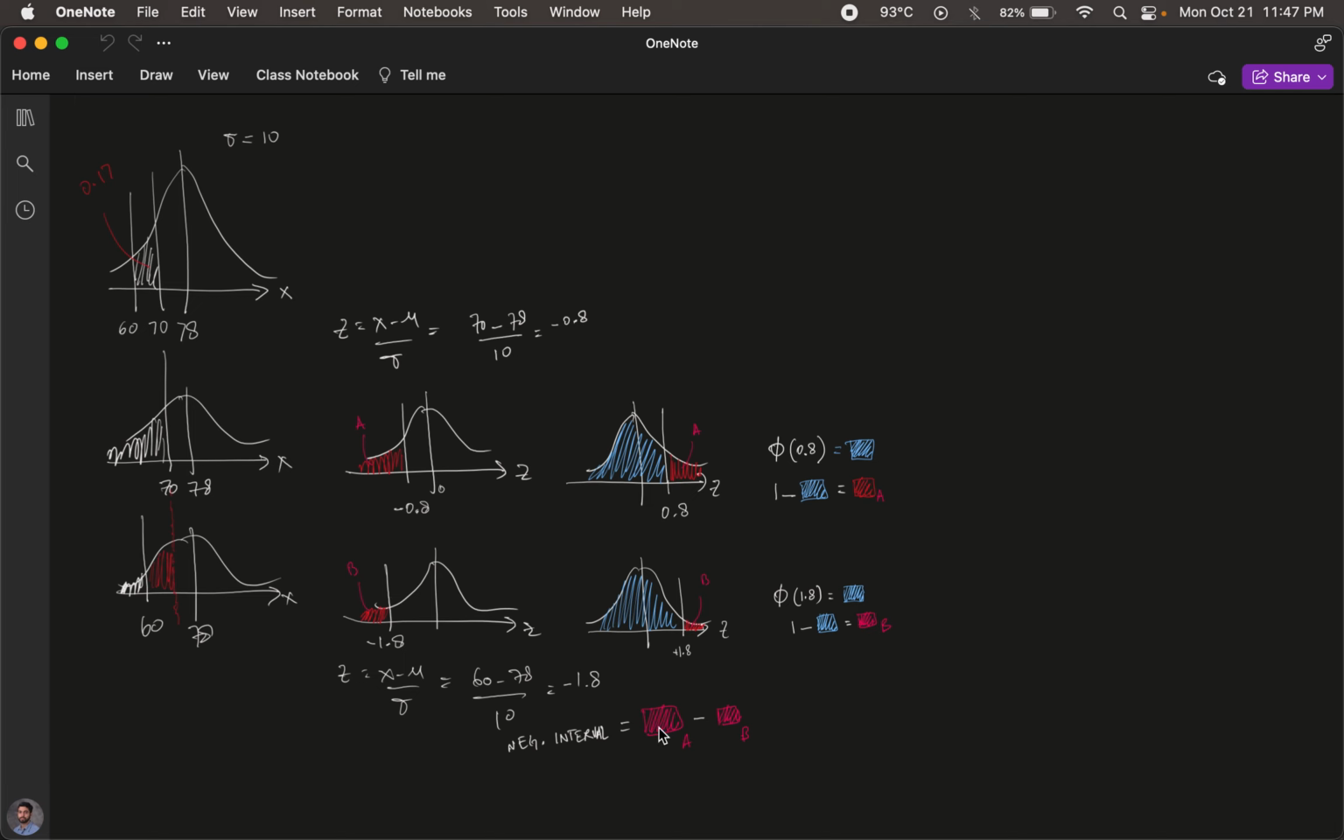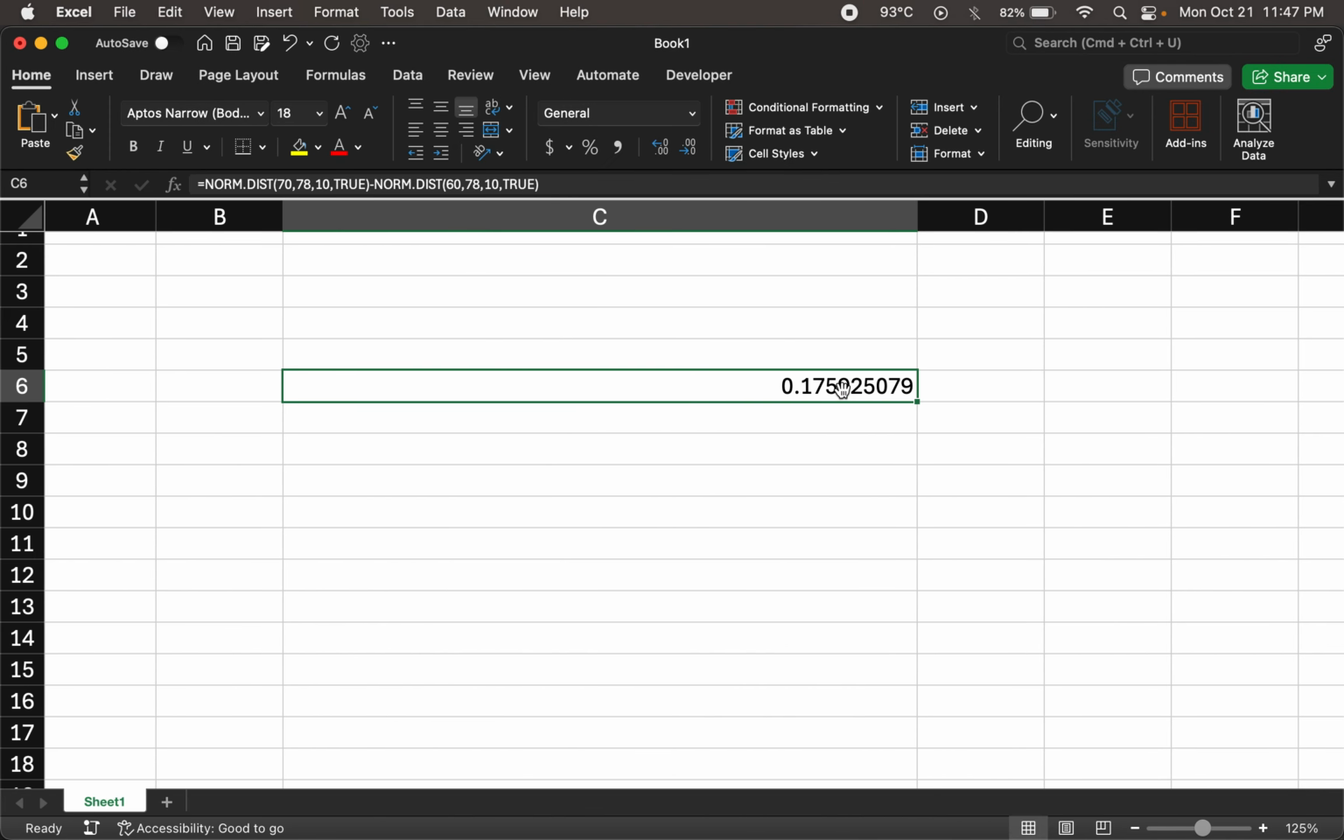Now try this on the z table, and you should arrive at the same answer that you arrived at on Excel, which was 0.1759.